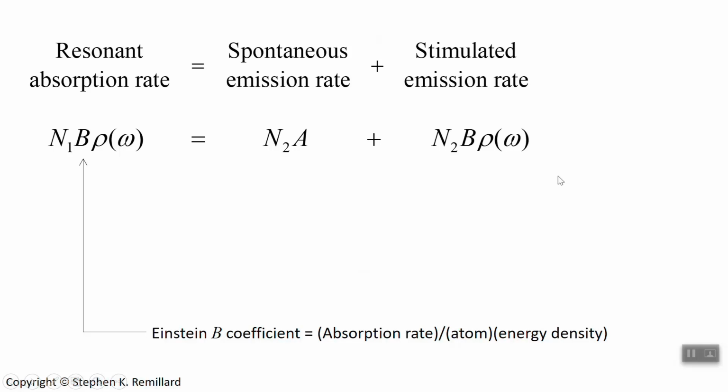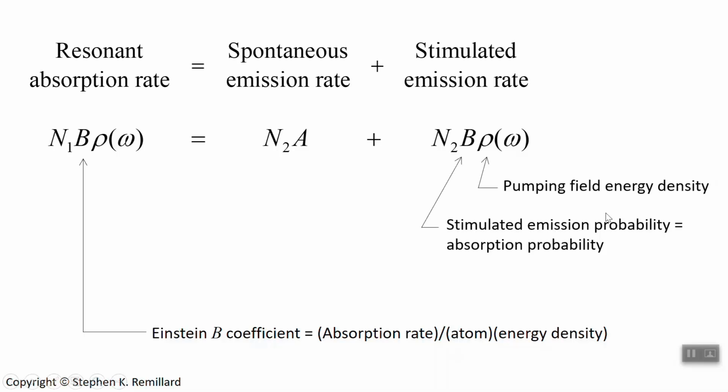This A and B do have names. B is called the Einstein B coefficient, so just remember it's the absorption rate per atom per energy density. Rho is the ambient electromagnetic energy density, often called the pumping field energy density, because it's the field that both sends the electrons up into the excited state and then stimulates the emission of a second electron.